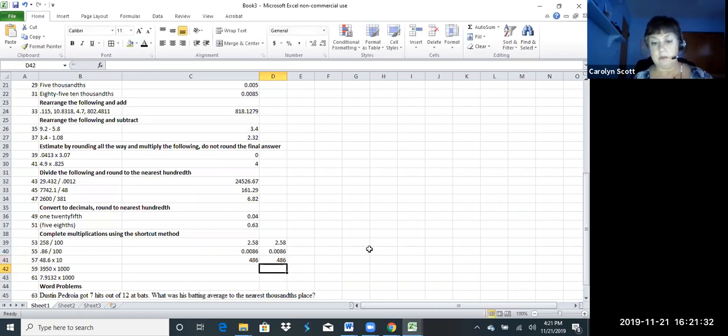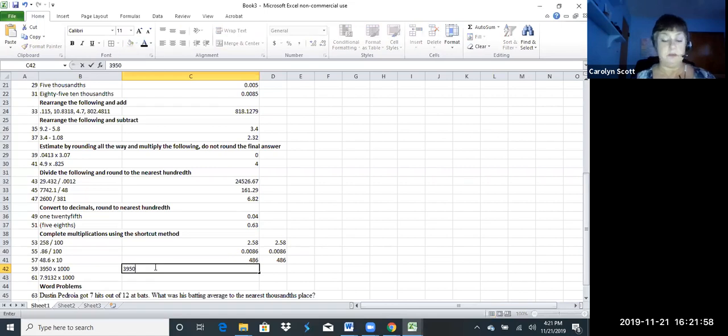48.6 times 10, 486. Now, once again, since we're multiplying, we are moving our decimals to the right. When we divide, we move them to the left and make the number smaller. When we multiply, we move it to the right and make the number bigger. So now we have 3 zeros for times 39, or 3,950.